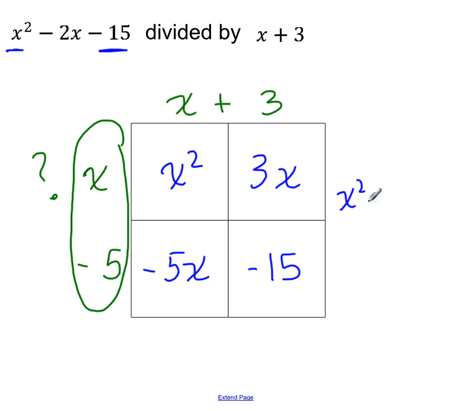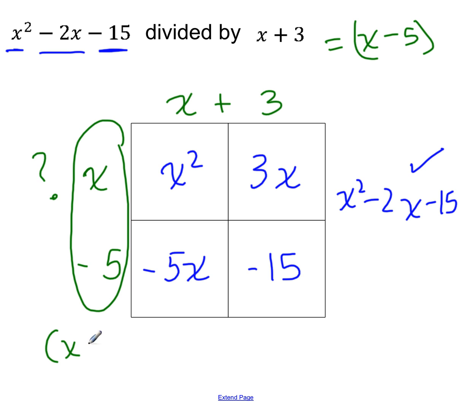Inside the boxes I get x squared minus 2x minus 15. And does that match? X squared minus 2x minus 15, it matches. And then my check step would be to multiply. Oh, let's first state what the answer is. X minus 5, that equals x minus 5. It's my solution. And if I'm going to multiply them out, I have x plus 3 times x minus 5.